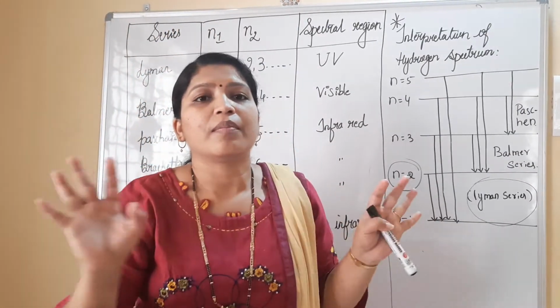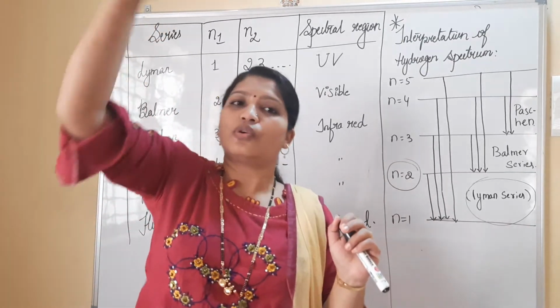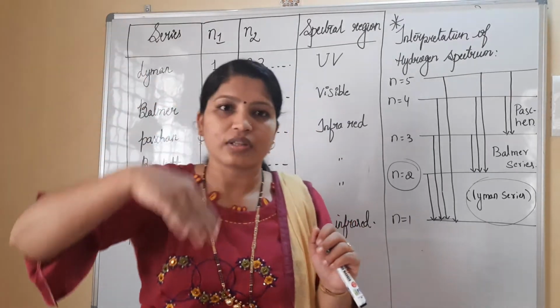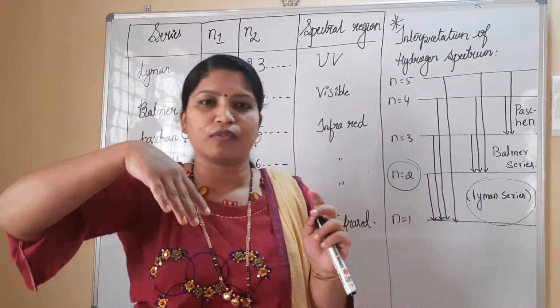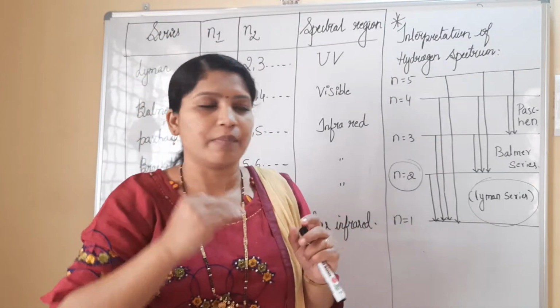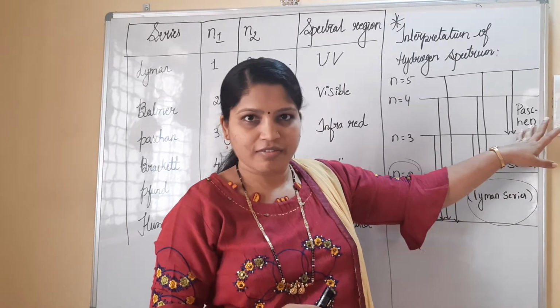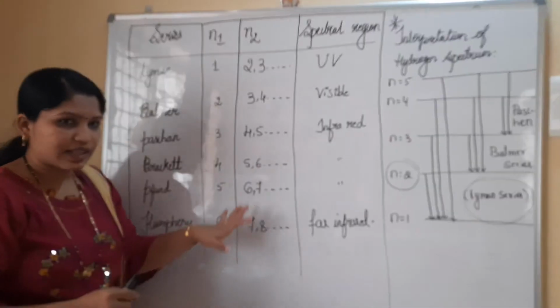Now all of them have left the second floor. They start jumping to the third floor: from the last floor to the third floor, from the fourth floor to the third floor, from the eighth floor to the third floor. They start jumping from infinity to the third floor. That series is called the Paschen series. Fine. So the same things I have explained here, I have written.